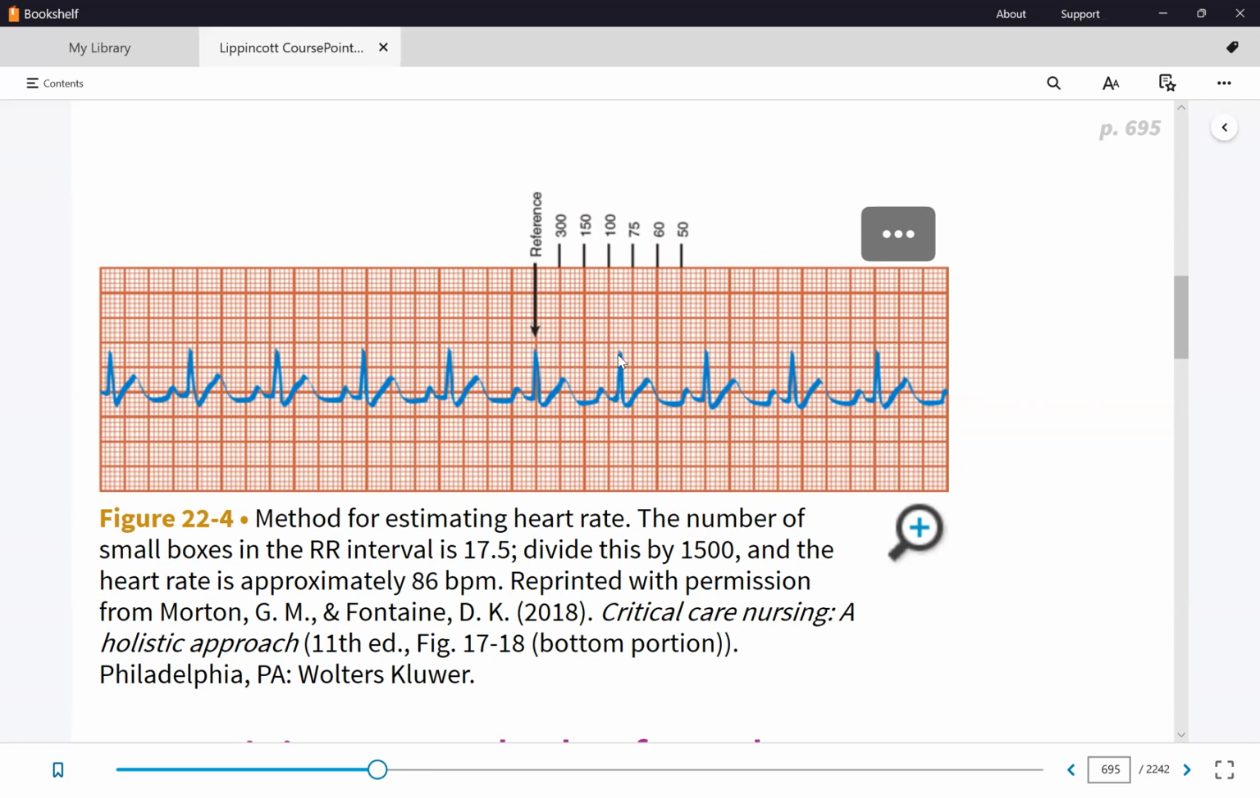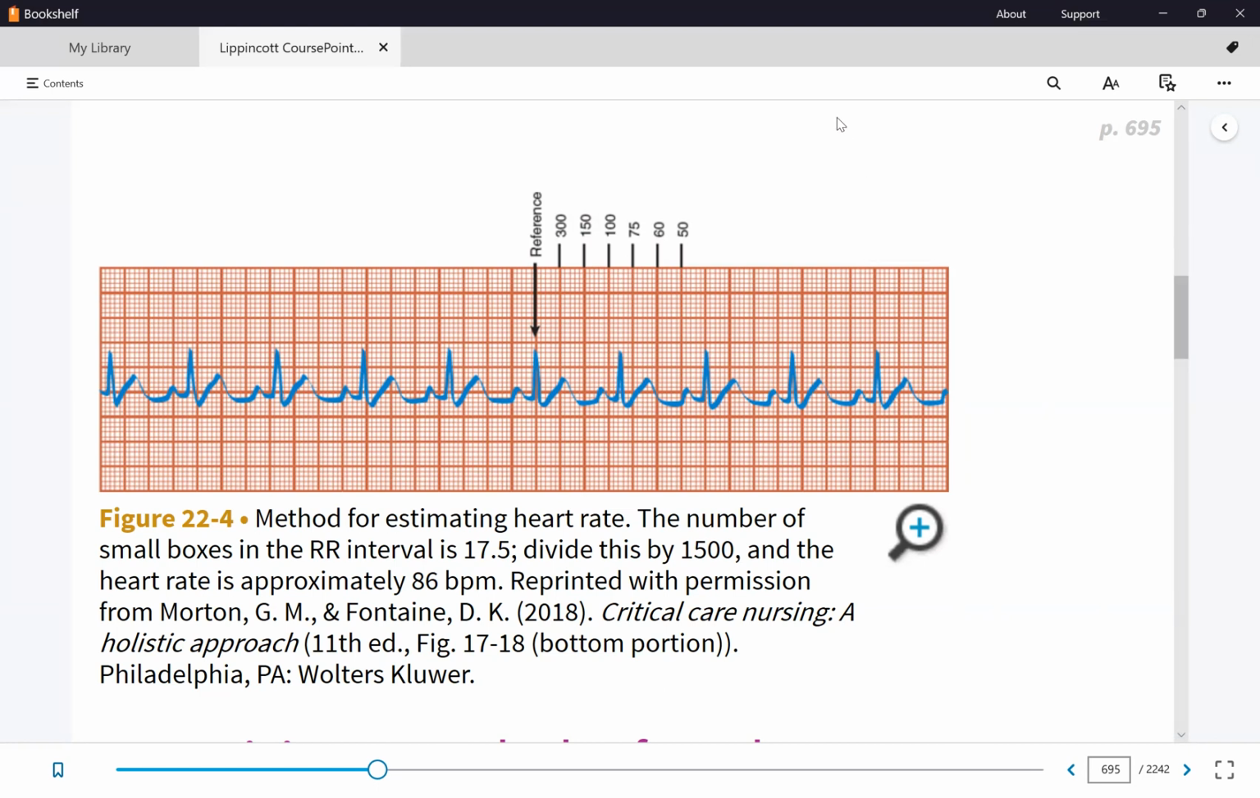And use your textbook. If it's hard to see here, use your textbook. I'm on page 695. So I counted how many? 5, 10, 15, 17 and a half. So 17 and a half, divide that into how many small boxes in 1 minute? 1,500 divided by 17 and a half. What did I get? 85, which is about 86.